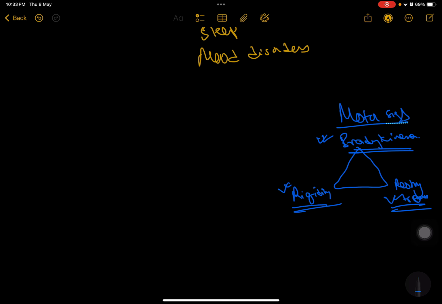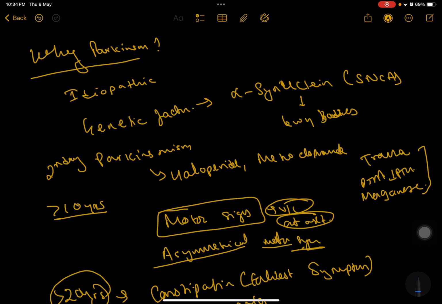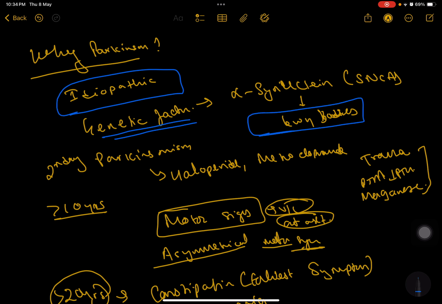Bradykinesia means a decrease in the speed and a decrease in the amplitude of movement. Once again, Parkinsonism is a neurodegenerative condition with degeneration of the dopaminergic neurons in the basal ganglia, the caudate nucleus and putamen. It is an idiopathic condition. There might be genetic factors like a Lewy body component, and secondary causes such as drugs like haloperidol or metoclopramide, trauma, an increase or decrease in PTH, and a manganese component.